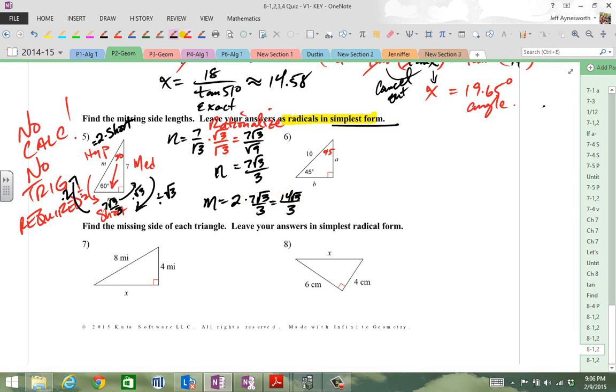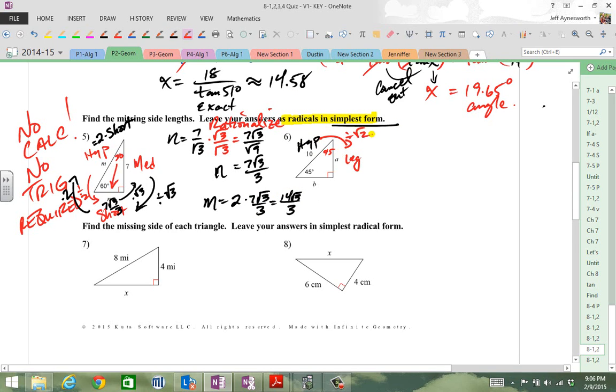Now this one here, the 45-45-90, when you go from hypotenuse to leg, all you do is divide by rad 2. And you got to remember this is isosceles. Once you find one, you got the other one, right? Okay, so A equals B first of all, and that's equal to 10 divided by root 2. You got to divide by rad 2.